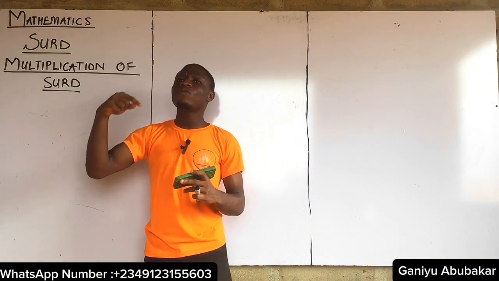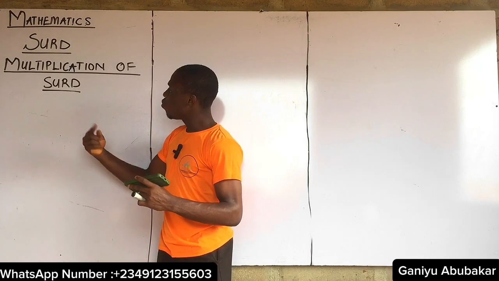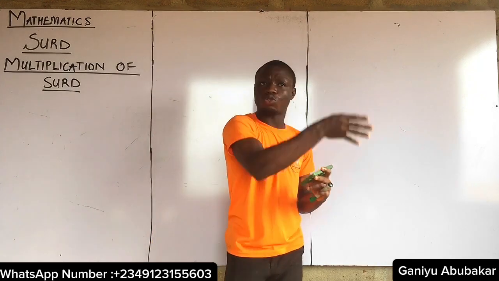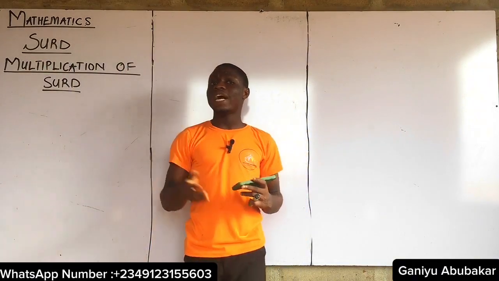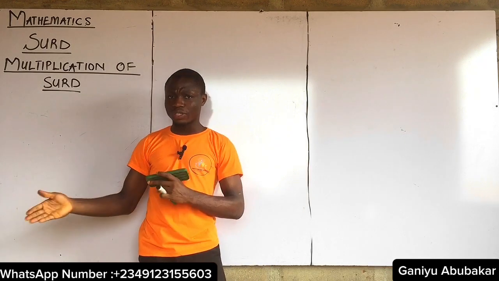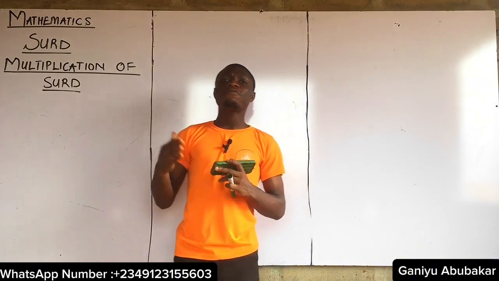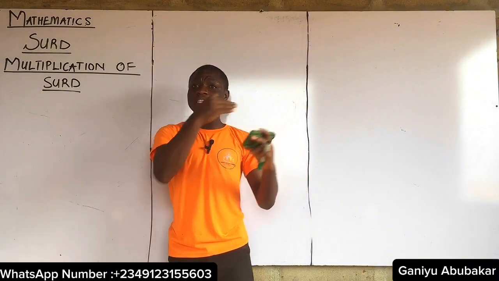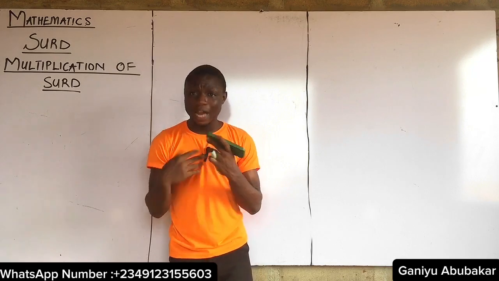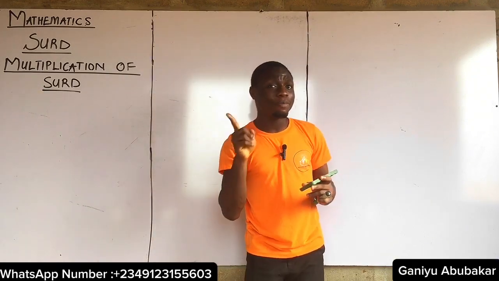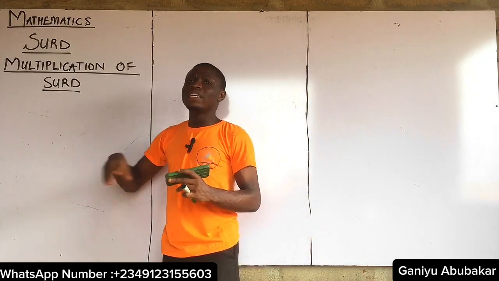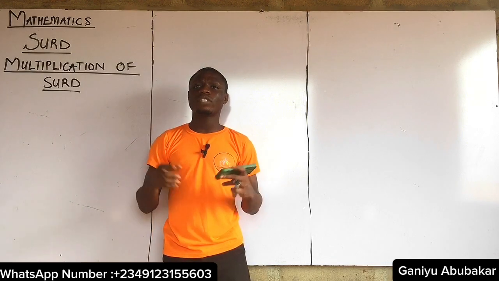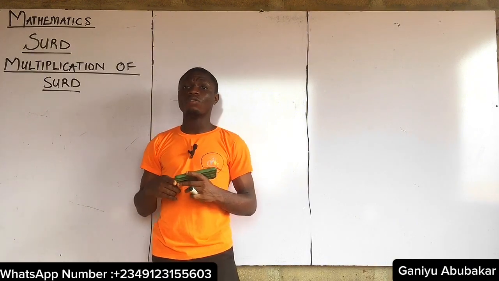So now, how do you multiply surds? What's the key concept to note when multiplying two surds? Note that two or more surds can multiply if they are either similar or not similar. When it comes to addition, they must be similar surds. But when it comes to multiplication, either similar or not, they can multiply. So that's the concept behind multiplication of surds.